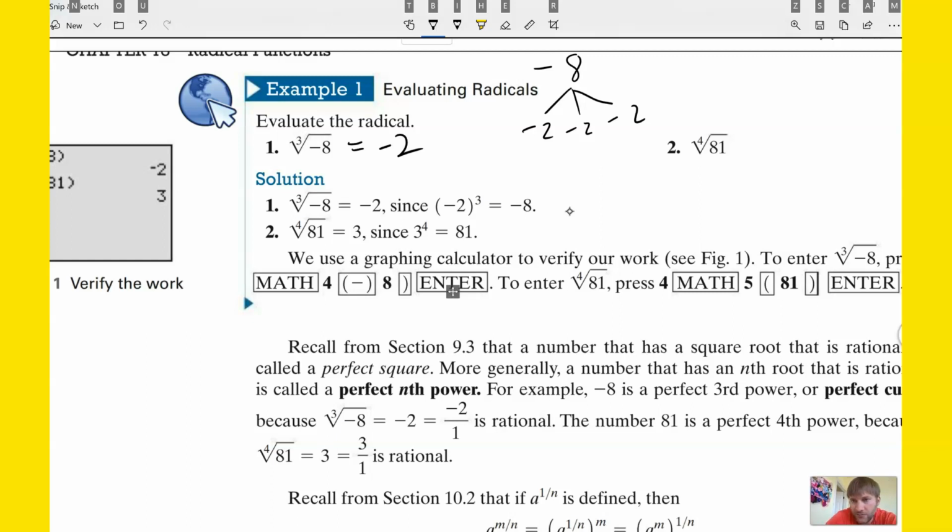And then this index of 4 right here on the next one means what number that if you have 4 of those same numbers multiplying all together will give you 81. And it is 3 times 3 times 3 times 3. Right? Because 3 times 3 is 9, and that other 3 times 3 is 9, and so 9 times 9 is 81. Or you could think of it 3 times 3 is 9, times another 3 is 27, times another 3 is 81. Whichever way you think about it, you're still going to get 3 as the 4th root of 81.